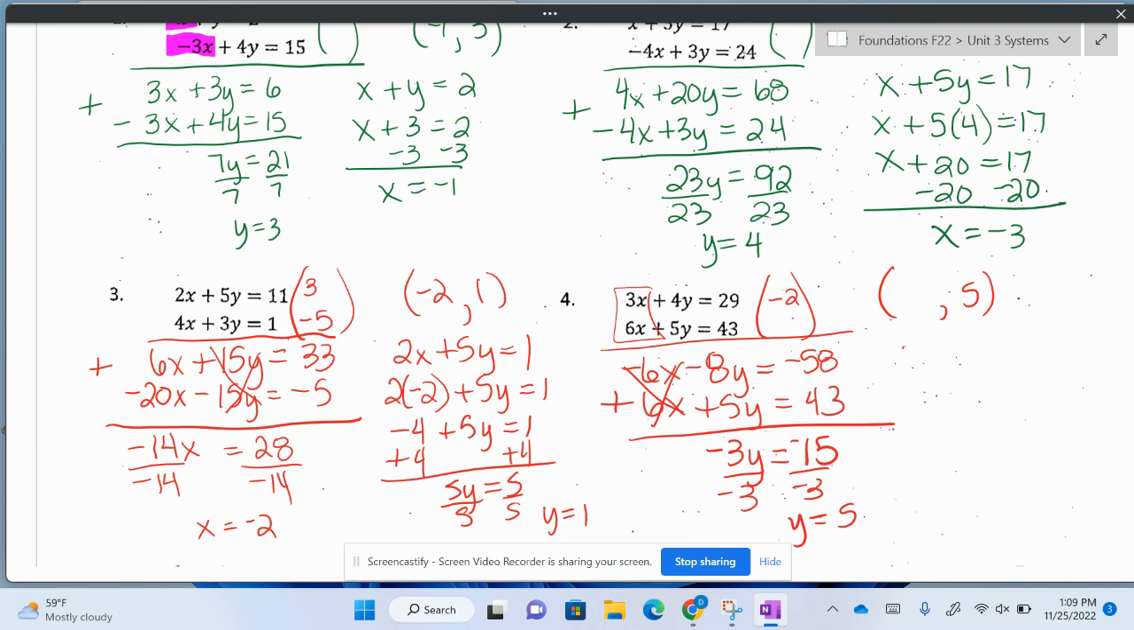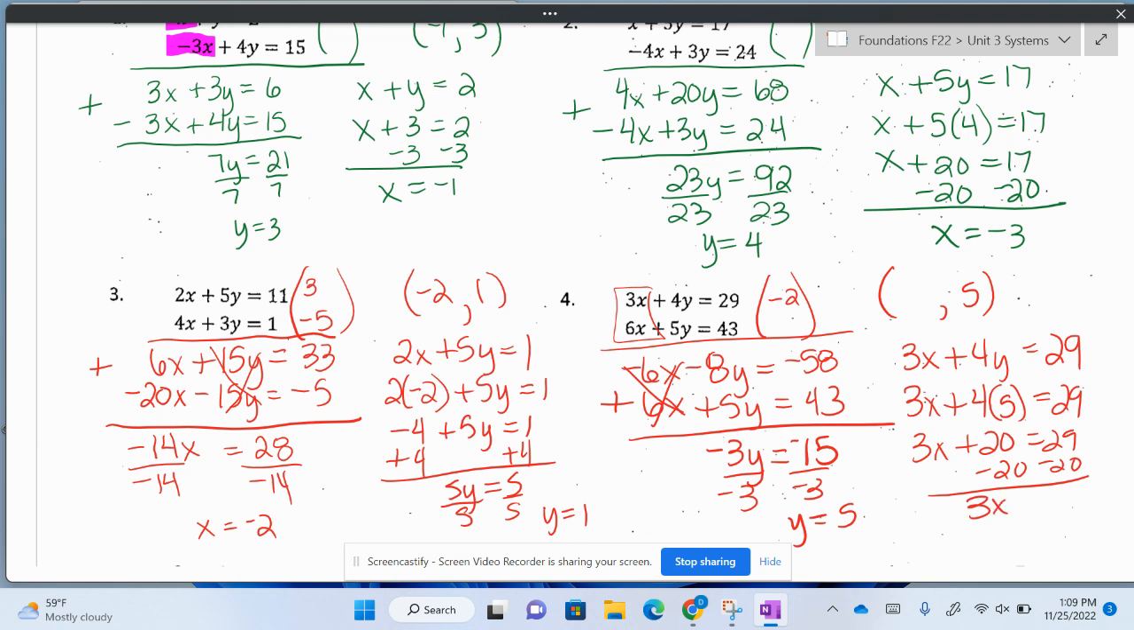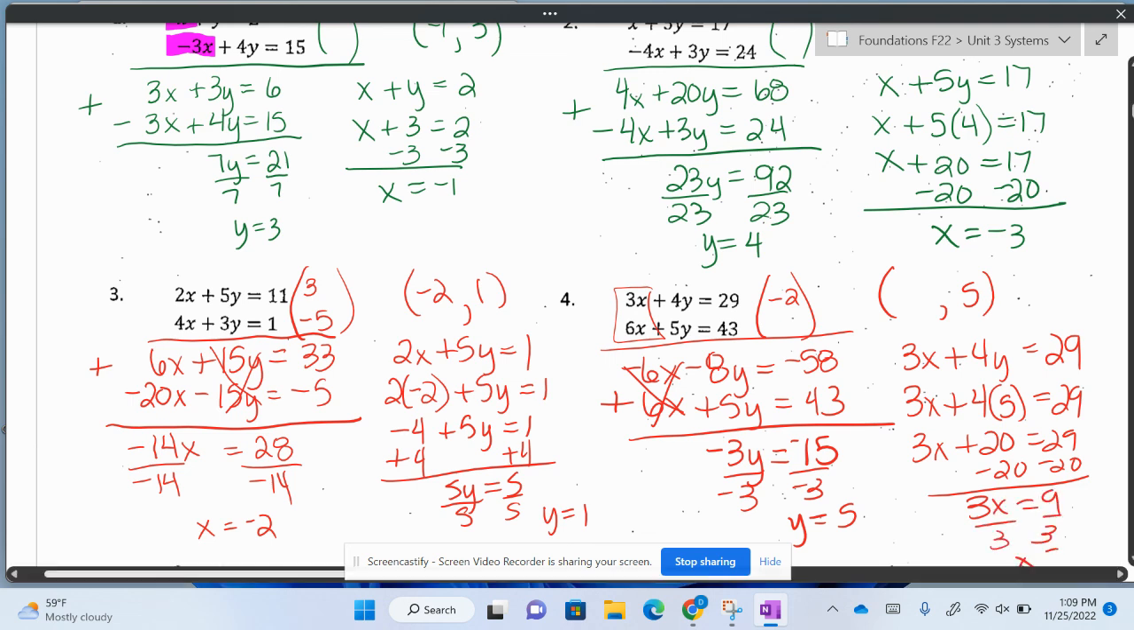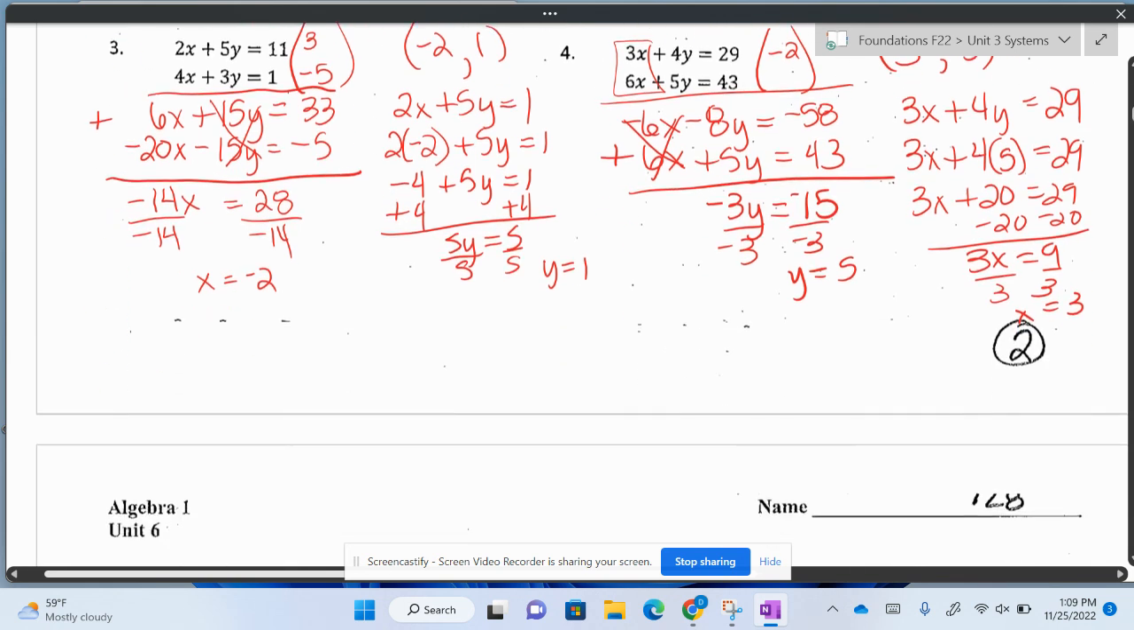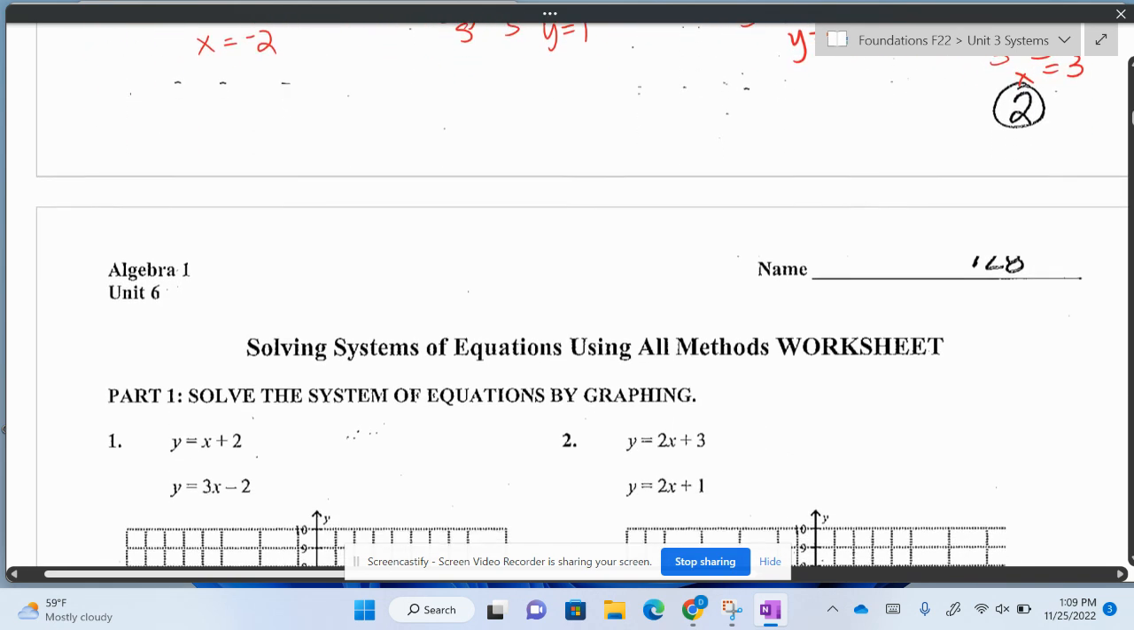I'm going to take the fact that y equals 5 and plug it into my first equation. So 3x plus 4 times 5 equals 29. 3x plus 20 equals 29. Subtract 20 from both sides. 3x equals 9. Divide by 3, and I find out that x equals 3. So that's your examples for elimination.